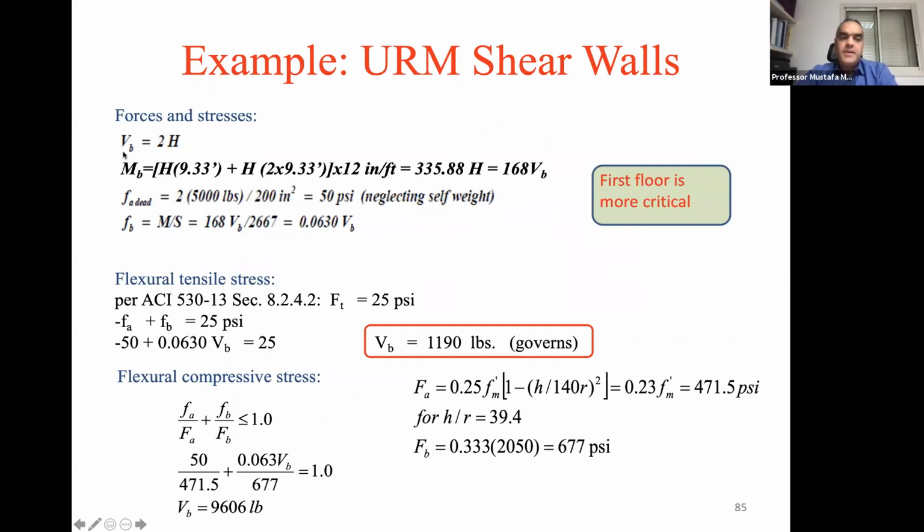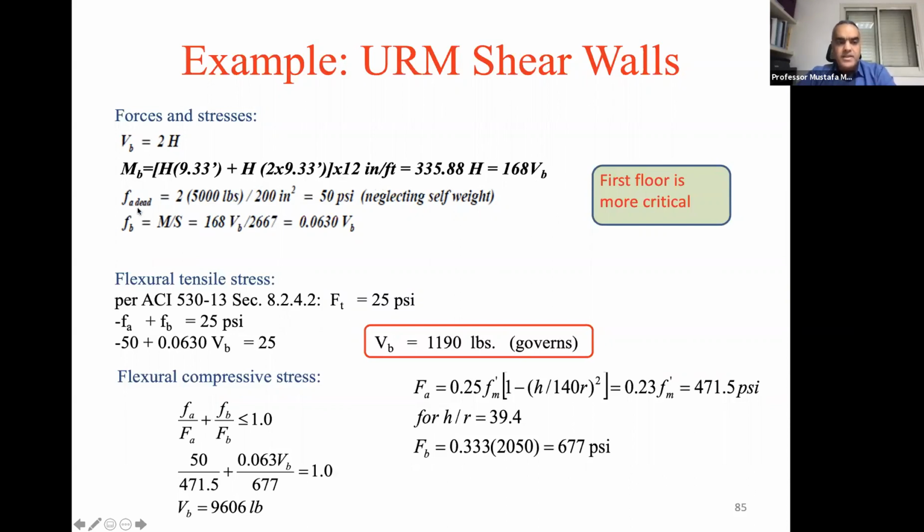Now VB is equal to 2H. So we don't know what the maximum load is that can be applied to this wall. So VB is 2H, and then MB we can find as a function of H. That's the overturning moment. It's H times 9.33 plus H times 2.2 times 9.33 times 12. So this comes to be 335 H. If we divide that by 2, we have 168 VB, the base shear.